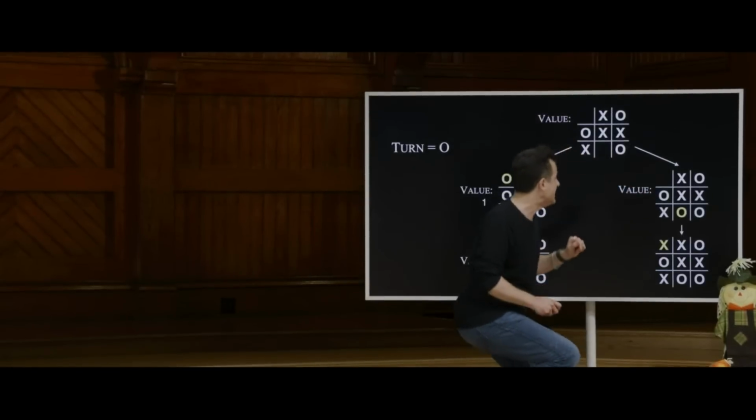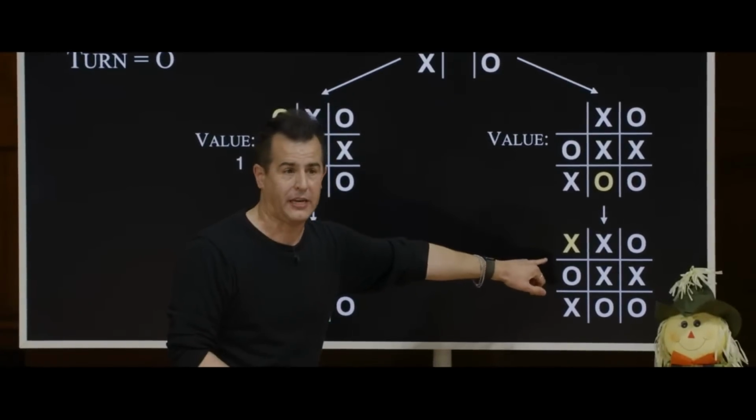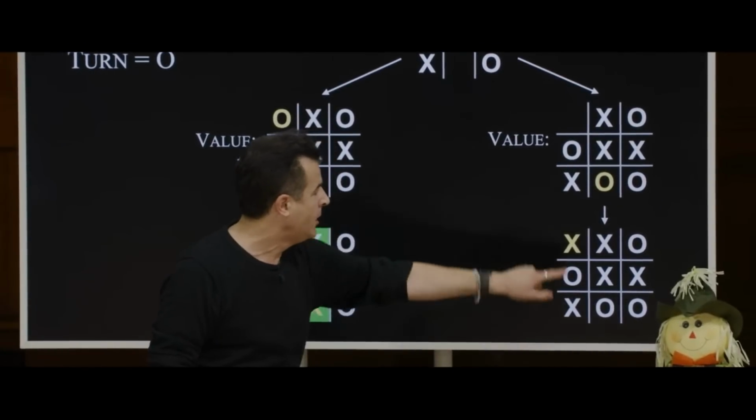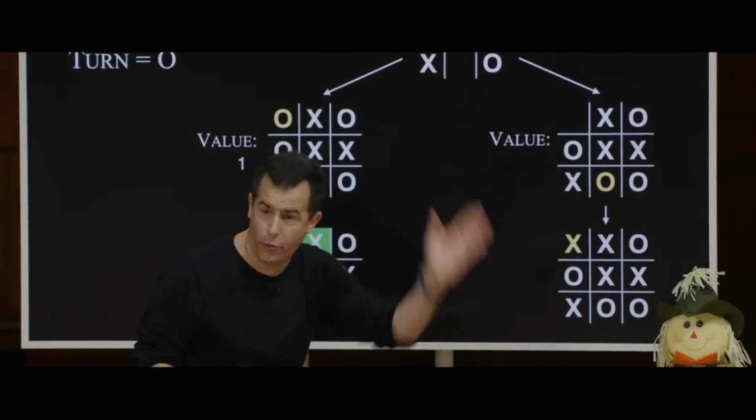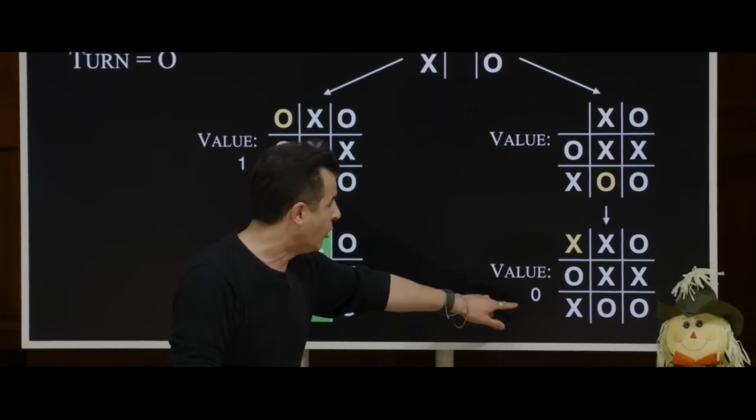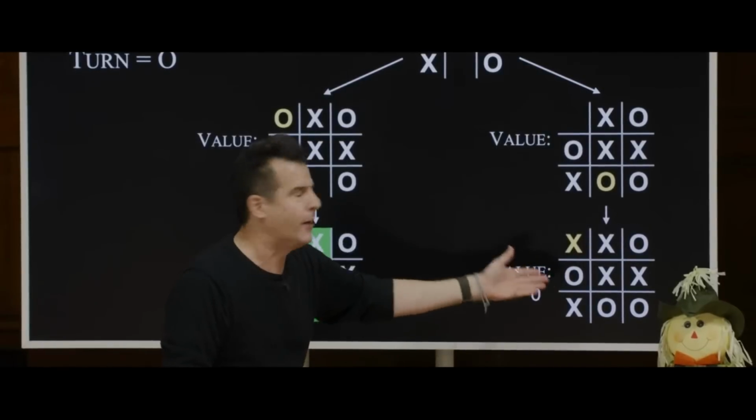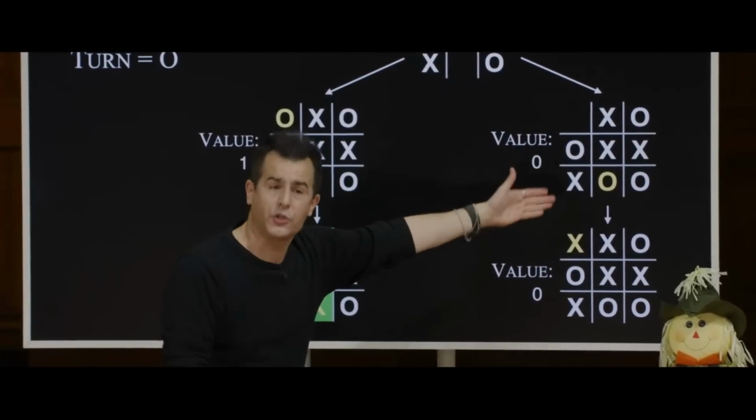Well, suppose that indeed X goes in that top left corner here. What's the value of this board here? 0, because no one has won. There's no X's or O's 3 in a row. So the value of this board is 0. There's only one way logically to get there. So we might as well think of the value of this board as also 0.